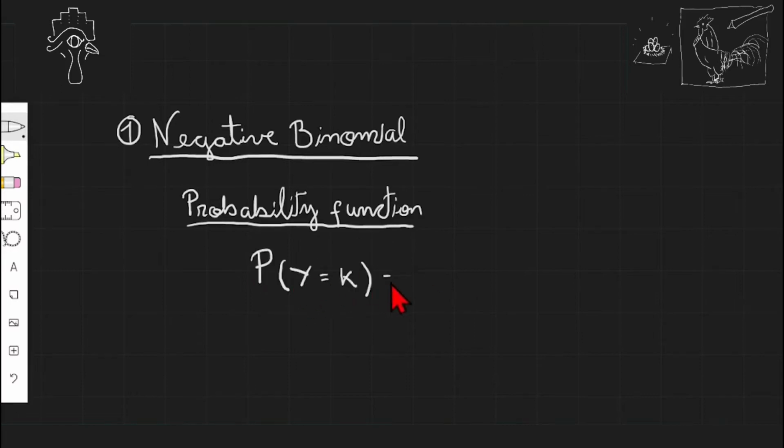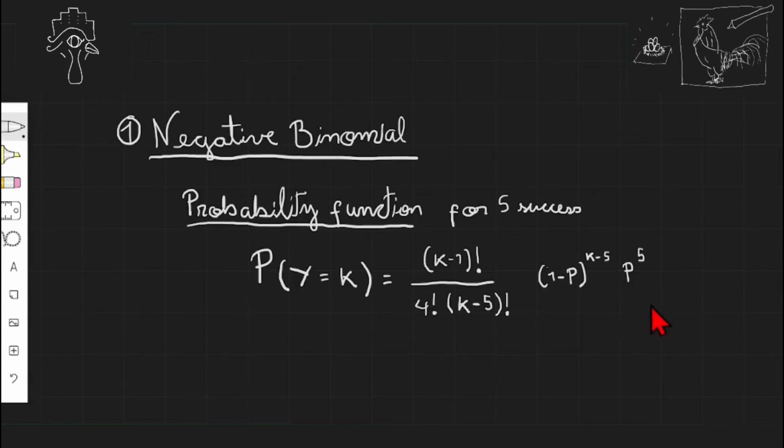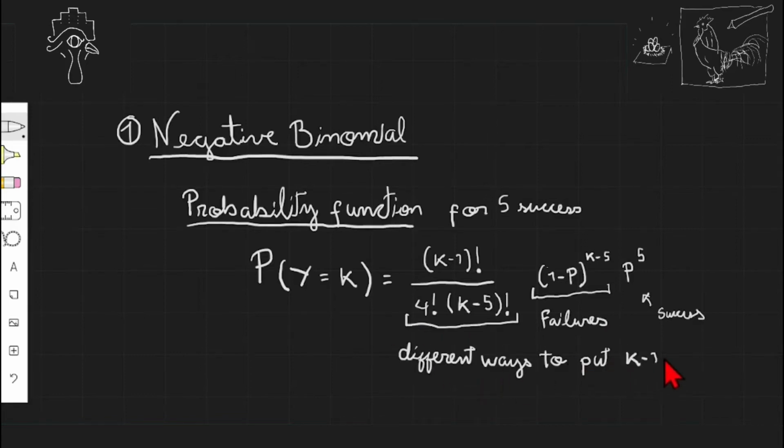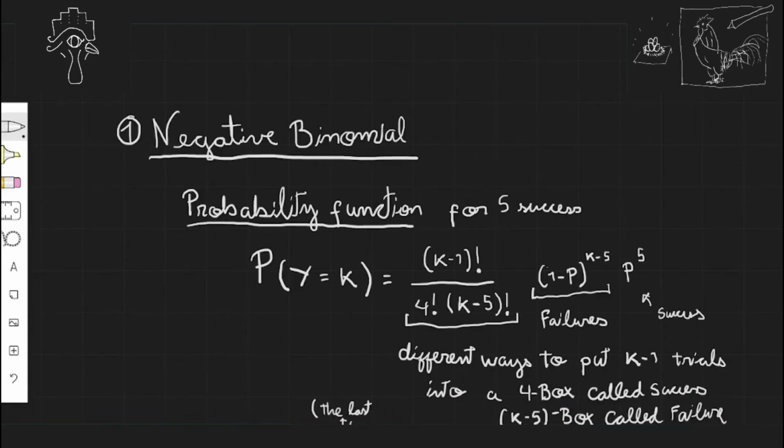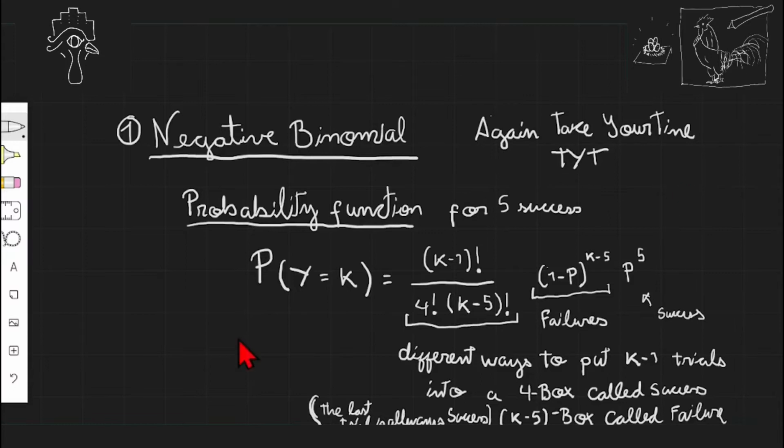This is equal to the formula we see here. p to the power 5 gives us the probability for 5 consecutive successes, and (1 minus p) to the power k minus 5 is the probability of k minus 5 consecutive fails. And these here are the different ways to fit 4 successes in k minus 1 trials. Why do we fit 4 in k minus 1? Well, because the last trial will always be a success.